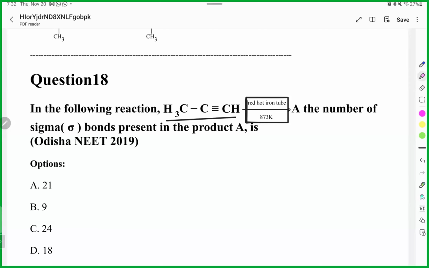Actually, this Odisha 2019 paper was really interesting. It was on the tougher side. Are all of you able to solve this question? What you have to do?